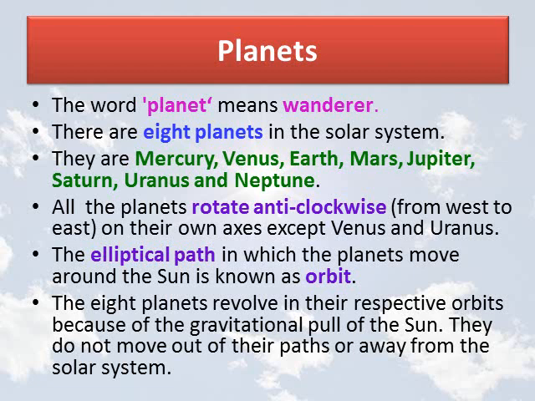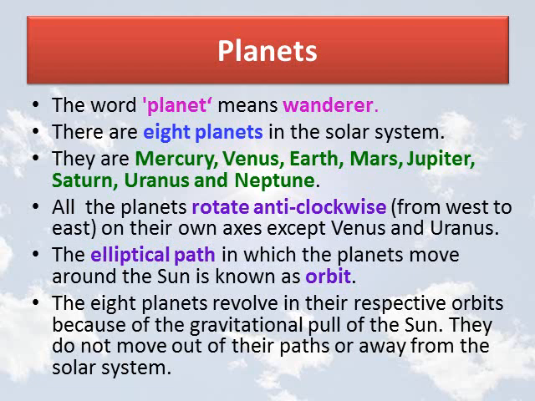And all the planets rotate anti-clockwise, that is from west to east. All the planets rotate anti-clockwise except Venus and Uranus. So Venus and Uranus rotate clockwise, and other planets apart from Venus and Uranus rotate anti-clockwise, that is from west to east. Dear children, the elliptical path in which the planets move around the sun is known as orbit.